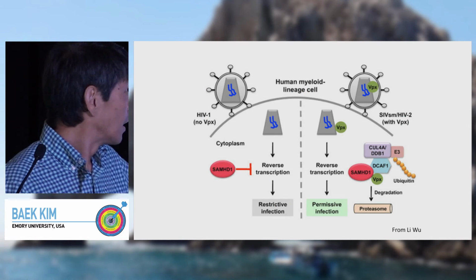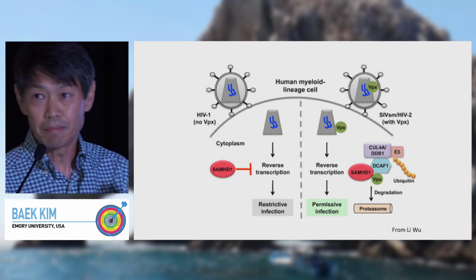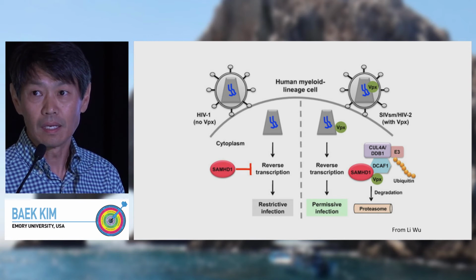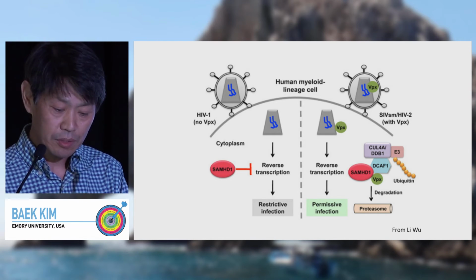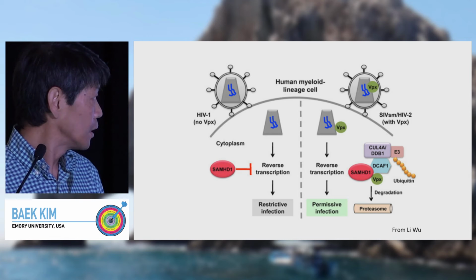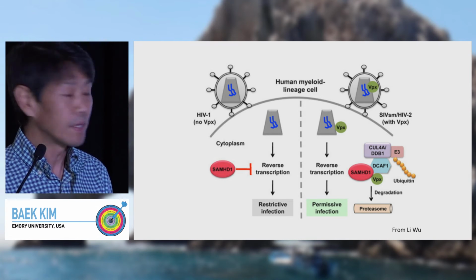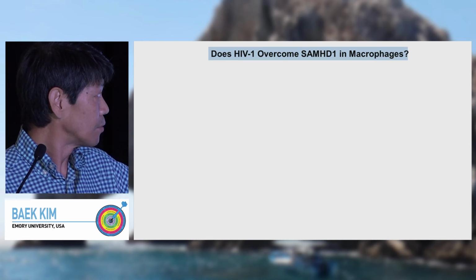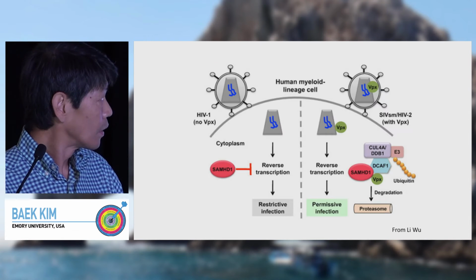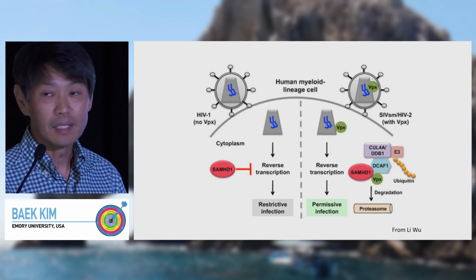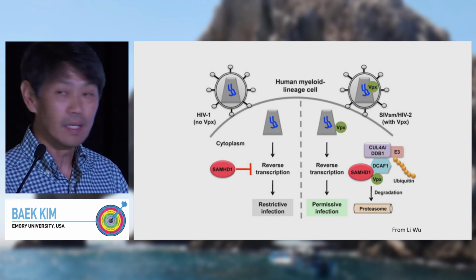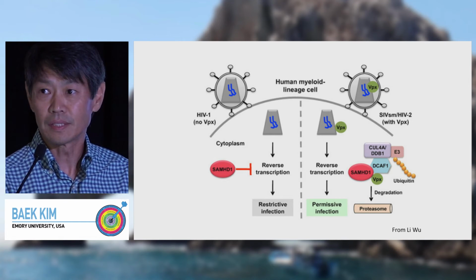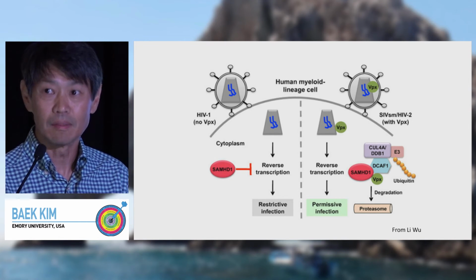So, in summary, when HIV-1, which doesn't have VPX, infects the myeloid cell, SAMHD1 suppresses reverse transcription by depleting dNTP and restricts the viral infection. But HIV-2 and SIV bring VPX, which binds SAMHD1 and leads to its proteasomal degradation, elevating the dNTP concentration and allowing HIV-2 and SIV to replicate rapidly, even in non-dividing cells.